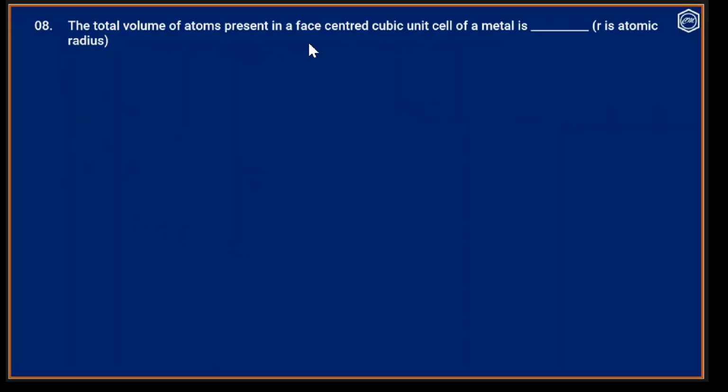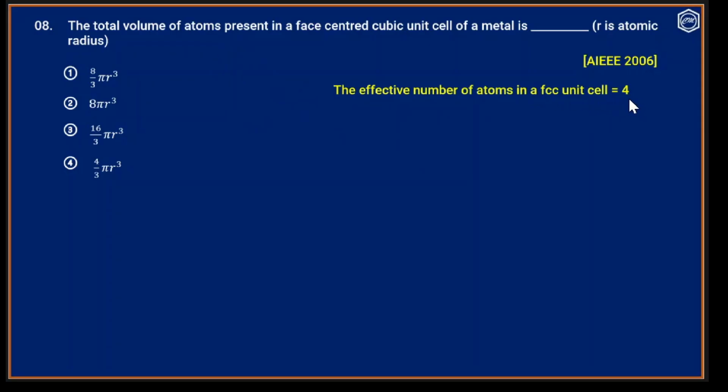The total volume of atoms present in a face-centered cubic unit cell of a metal is dash. r is the atomic radius. That is 8 by 3 pi r cube, 8 pi r cube, 16 by 3 pi r cube, 4 by 3 pi r cube. The effective number of atoms in a face-centered unit cell is 4. So the volume of one atom is 4 by 3 pi r cube. So total volume will be 4 by 3 pi r cube into 4. That is 16 by 3 pi r cube. So option 3 is the correct answer.